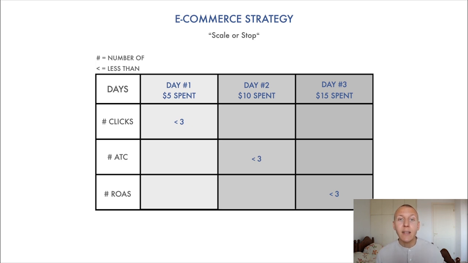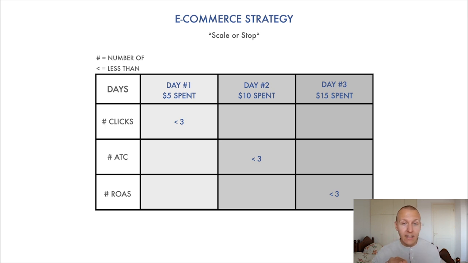What we're going to be looking at is what has happened after we've spent $5, $10, and $15. And these are different thresholds, meaning after you've spent $5 on an ad set, you need to have at least 3 clicks. If you do not have at least 3 clicks, you terminate the ad set, okay? You shut it off. Now, if you do have 3 clicks after you spend $5, you move on to the next level.